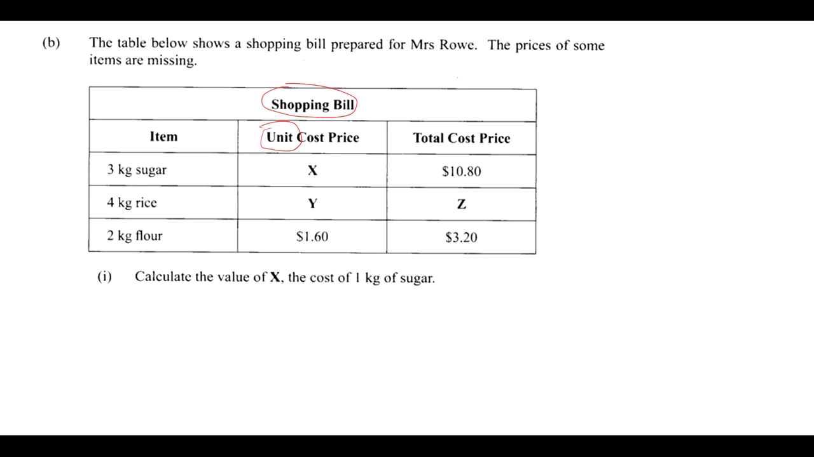So therefore, let's take this for example. We have 2 kilograms of flour. The unit cost was 1.60, and therefore the total cost price should be 2 multiplied by 1.60, and we will get 3.20. So the relationship between this column and this column is that to get the total price column, we take the item and multiply by the unit cost price. Okay, so calculate the value of x. First part of 1 kilogram of sugar. So we want to get this.